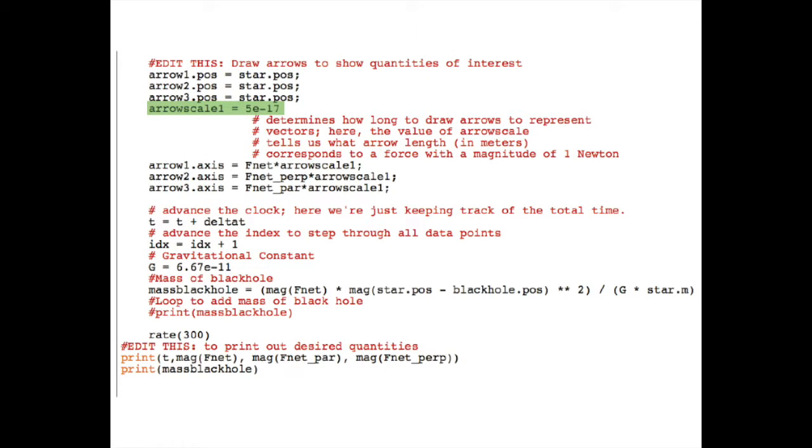The arrow scale for the code, when running, was found by guess and check to allow for an appropriate arrow size. Finally, the gravitational constant, as well as the equation for gravitational force, were added to find the final result of the black hole's mass. The final result is printed at the end of the Python code.